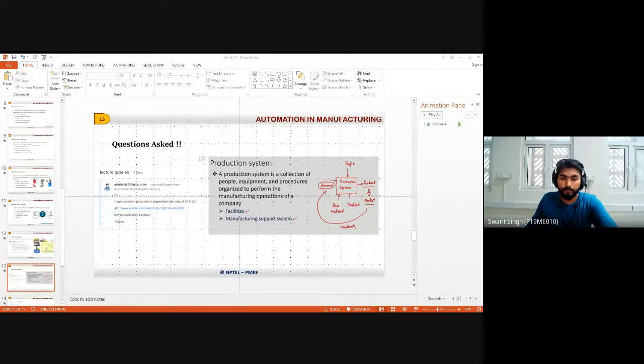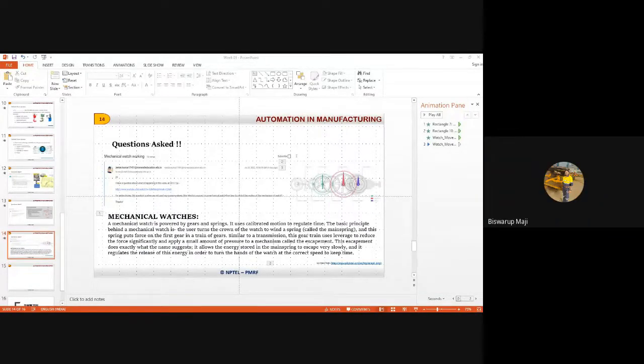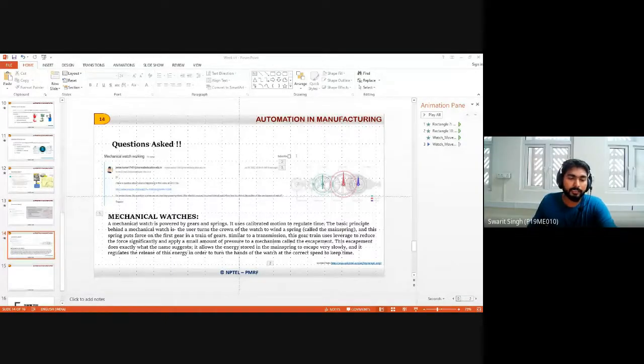Before discussing this, I just wanted to go through the last question that I have. This question was not visible, I think. Now the next slide is visible: mechanical watch working. So this was the third question that was asked in the question forum.